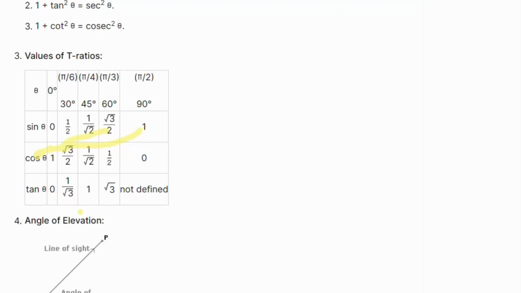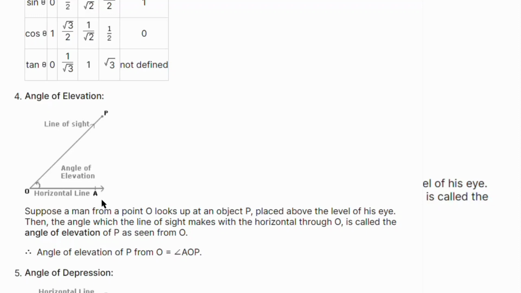Next, angle of elevation. This is the horizontal line, and this is the line of sight from O to P, and here it makes the angle of elevation. Suppose a man at point O looks up at an object P, placed above the level of his eye. Then the angle which the line of sight makes with the horizontal through O is called the angle of elevation of P, as seen from O.